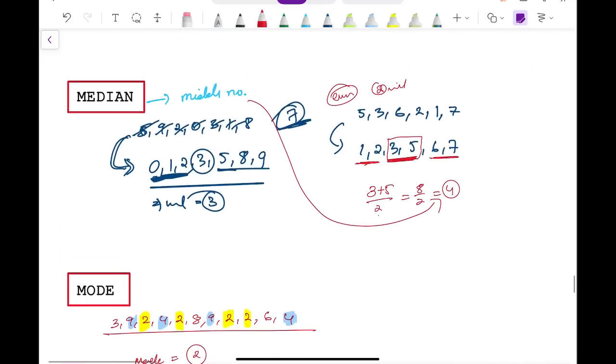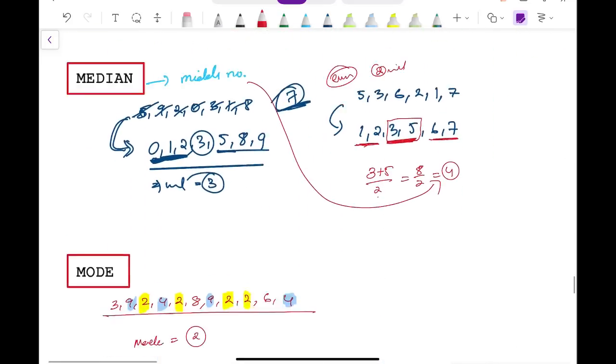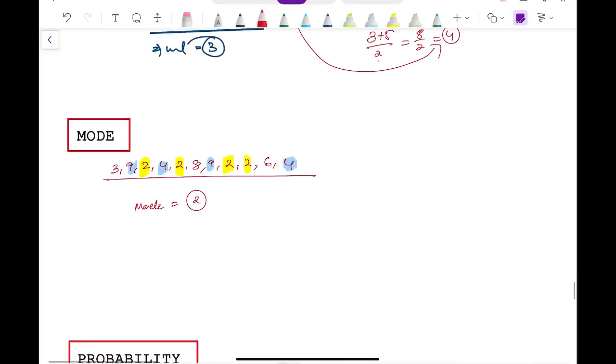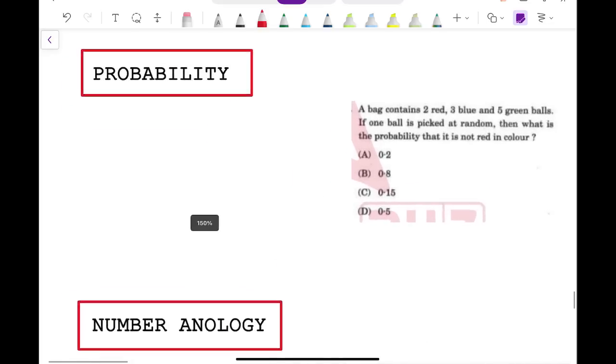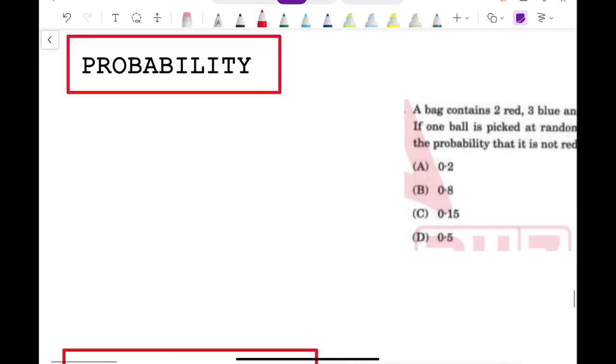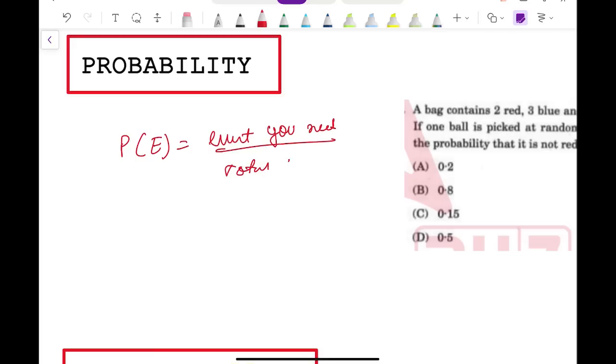There are deeper approaches to mean, median, and mode, but I'm just giving you the top layer, so that you won't miss anything. So what is probability? Probability of an event is nothing but event units, or we call it favorable outcome, divided by total outcome.